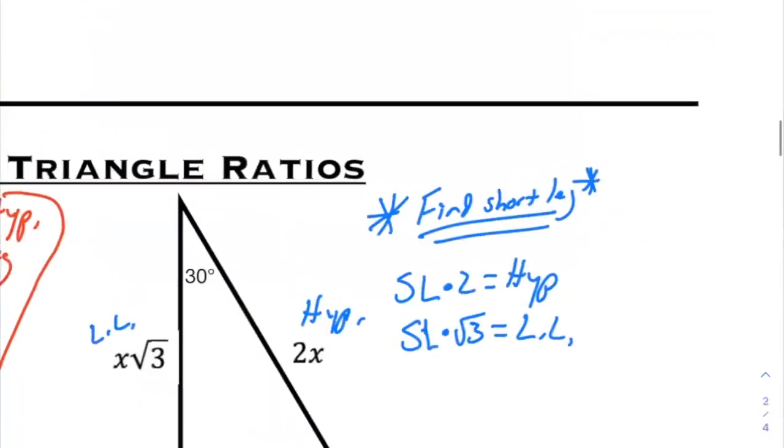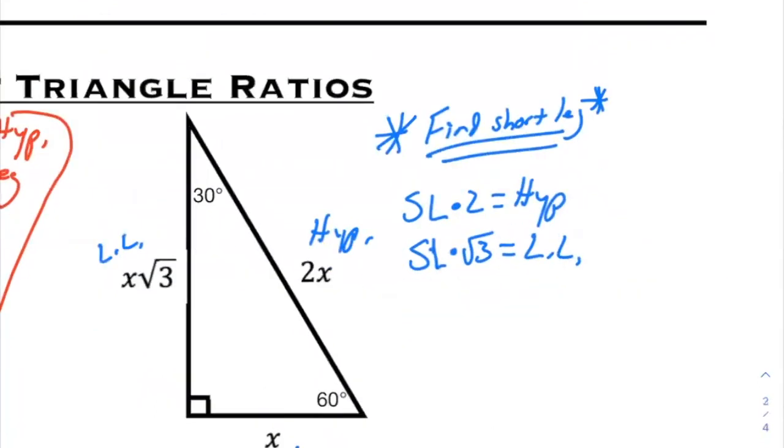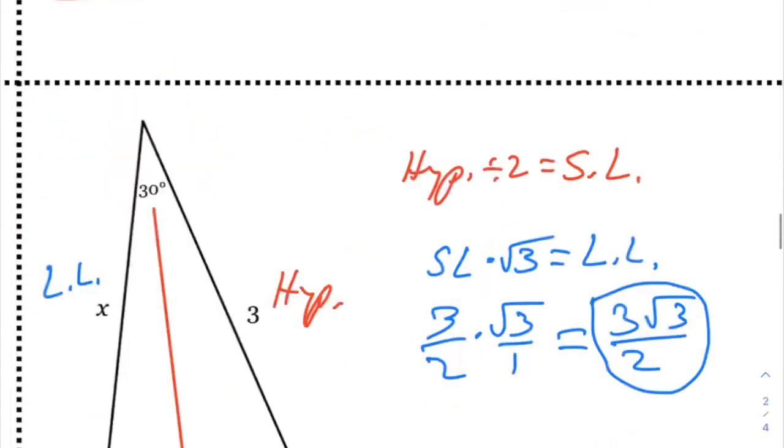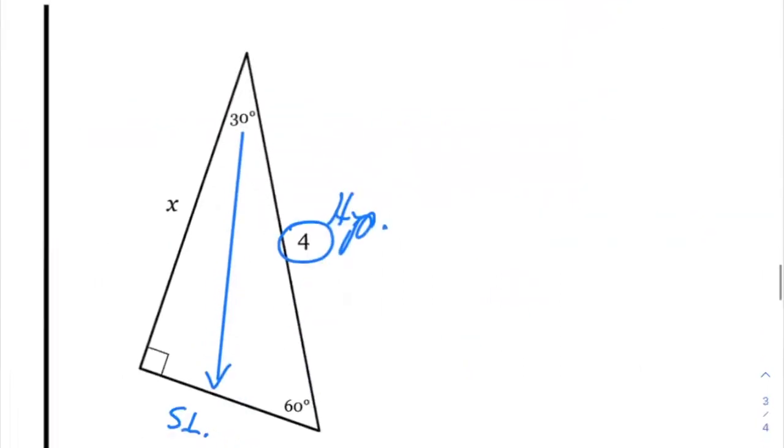Let's go back up here and look. All right. If I know the short leg, I multiply by 2 to get the hypotenuse. So if I know the hypotenuse, I got to get smaller. I'm going to divide by 2 equals my short leg, which is 2. So 4 divided by 2 is 2.